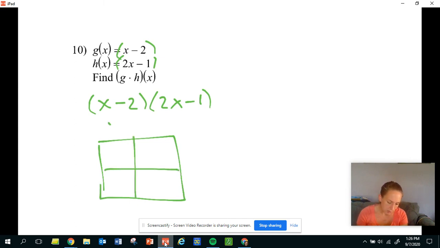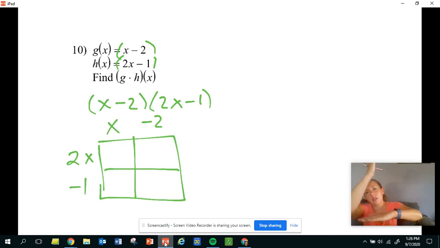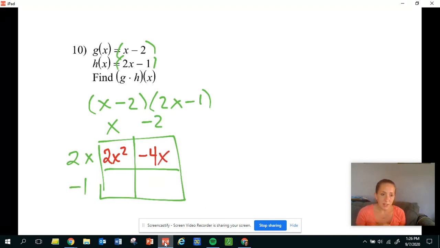And I'm going to put my terms on the outside. And then basically I'm going to imagine each term going in a straight line, and when they run into each other, they multiply. So like 2x times x gives me 2x squared. I do that all the time. 2x times negative 2 is going to give me negative 4x. Then I've got x times negative 1 is just negative x. And then negative 1 times negative 2 is 2.